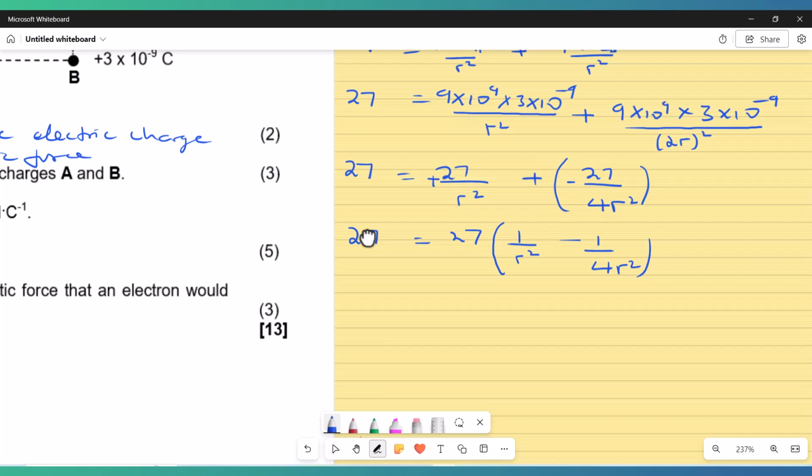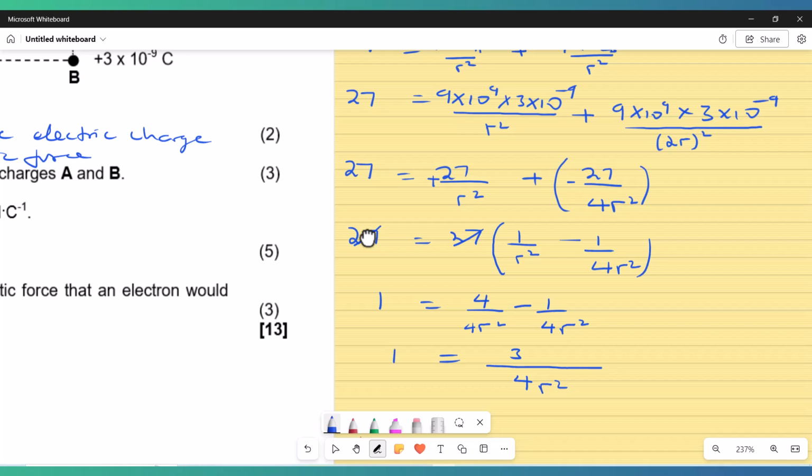So if I divide by 27, they're going to cancel here, okay? So I have 1 equals, now in mathematics, 1 over r squared minus this one here. To create the 4, it's going to be 4 divided by 4r squared, then minus 1 divided by 4r squared, okay? Because I have the same denominator, I do subtract. So what is 4 minus 1? It gives me 3 divided by 4r squared. This is my 1 here.